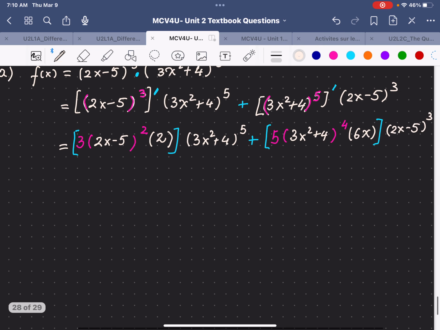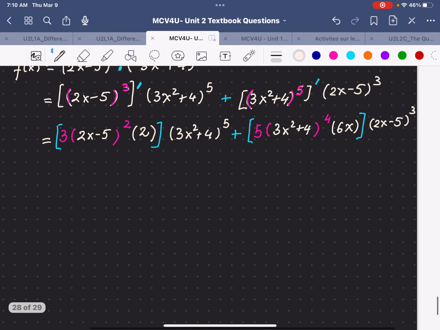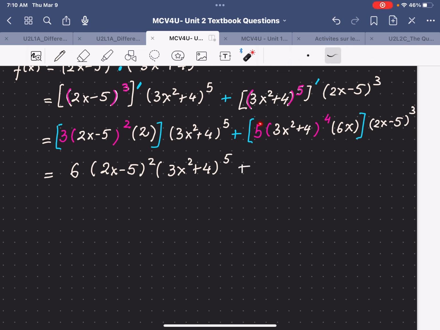And now let's clean up the expression a little. Remember that monomials can go together, which means that numbers 3 and 2 multiply. That will make a 6. And then we have (2x minus 5) power 2, (3x squared plus 4) power 5. And then we have plus. So monomials again can multiply. So here we have a 5 and a 6x together, 30x.